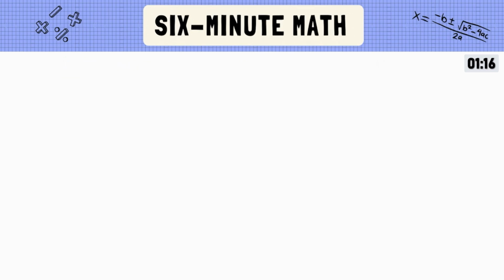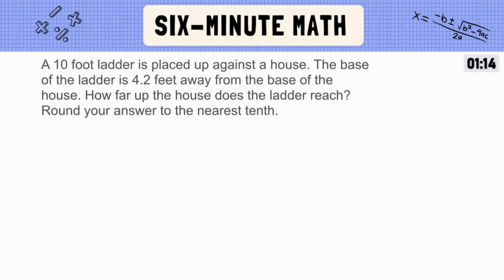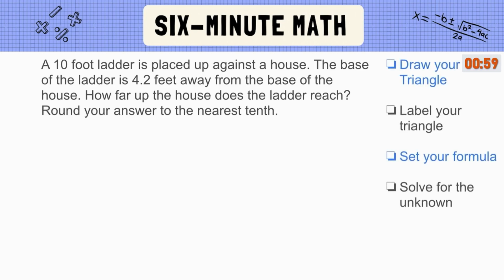On to our last example here. We have a word problem. A 10-foot ladder is placed up against a house. The base of the ladder is 4.2 feet away from the base of the house. How far up the house does the ladder reach rounded to the nearest tenth? So while it's a little different, nothing much changes, except my first step is going to be draw this triangle.